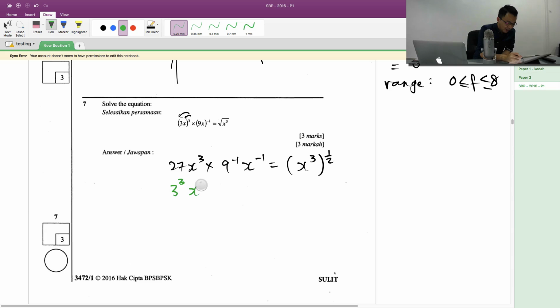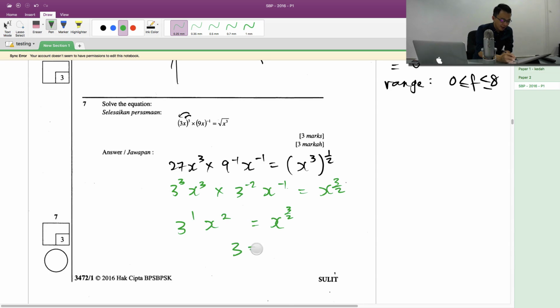And then this one is x power of 3. And then multiply 3 power of 2. So multiply negative 1, negative 2, x power of negative 1. So equals to x cubed over 2. I mean 3 power 3 over 2. Alright, so x 3 and 3 I solve. Multiply means plus, right? This is 3. 3 plus negative 2, so it's 1. Then the second one, x cubed plus negative 1, you get x squared. Alright, so equals to x 3 over 2.